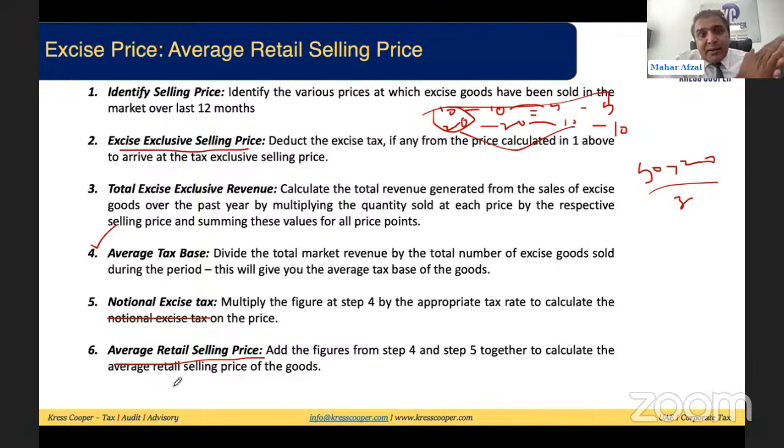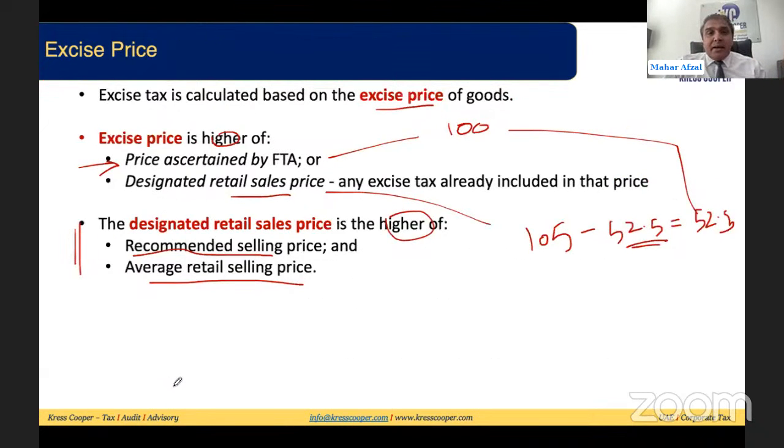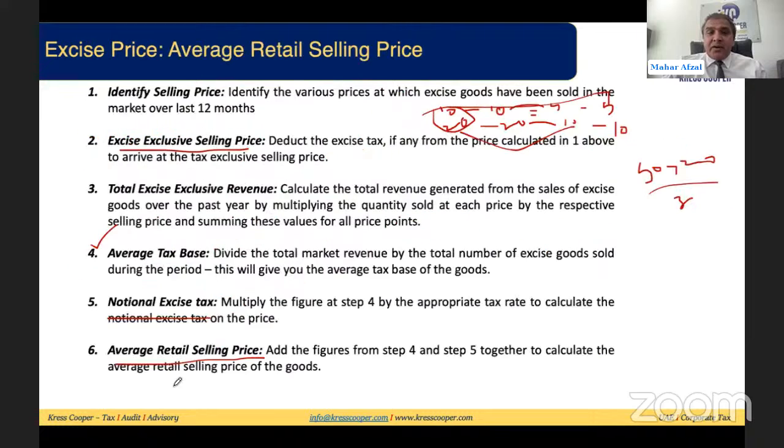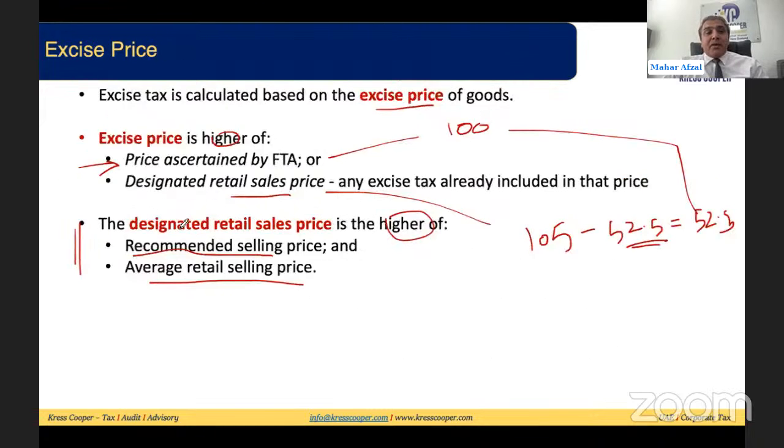How will you ascertain the excise price? The excise price basis is the higher of the price ascertained by the FTA and the designated retail selling price. How will you calculate the designated retail selling price? It is the higher of the recommended selling price or the average retail selling price, for which they have given a proper mechanism. Based upon this, you calculate the average retail selling price, arrive at the designated retail price, compare it with the price given by the FTA, and the higher of the two will be your excise price. On this excise duty will be applicable, and what percentage depends upon the nature of the goods.